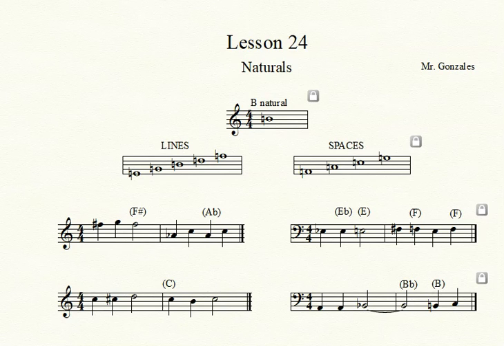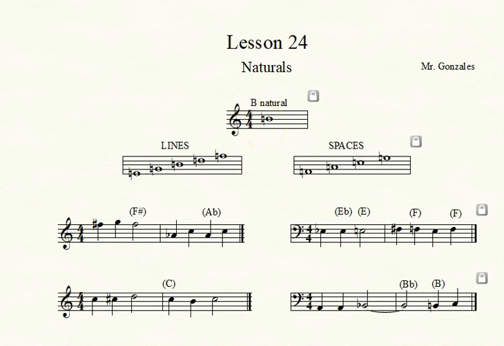When speaking of natural notes, the word natural comes before the letter name, as in B natural. However, in written music, the natural sign comes before the note. To draw a natural sign, first draw the left half. I like to think of it as drawing an L. Then draw the right half. I like to think of drawing a 7.